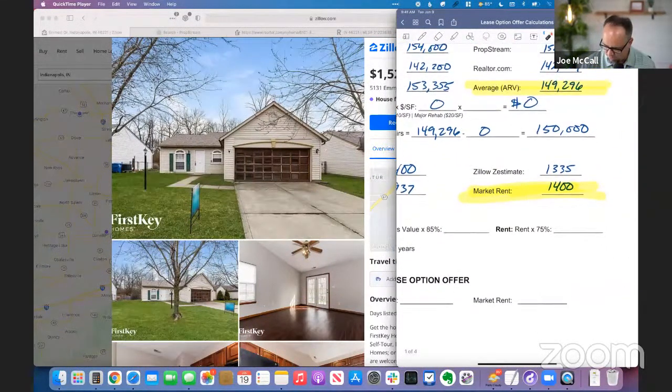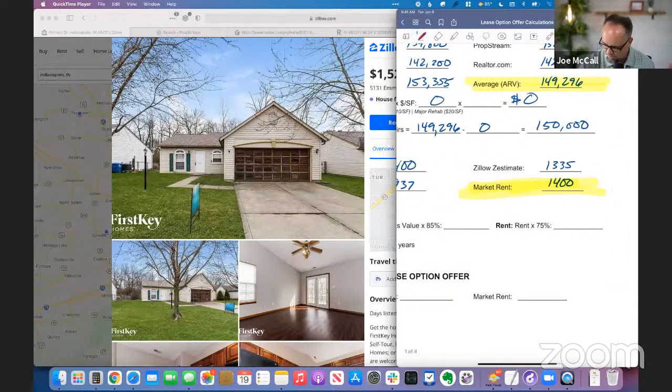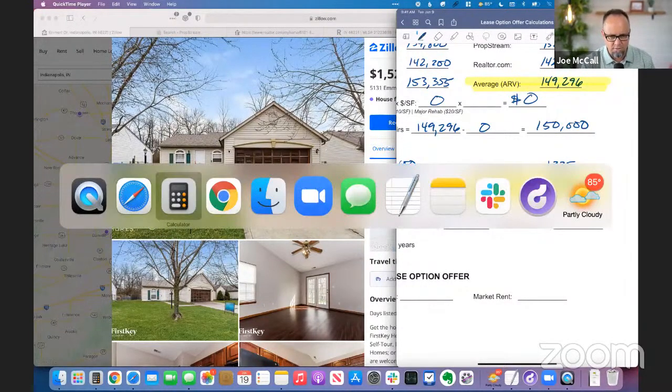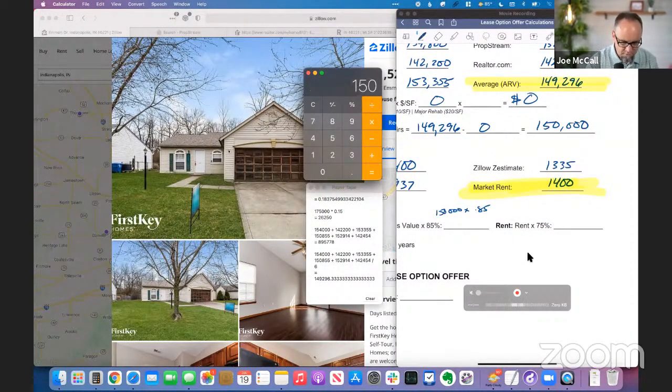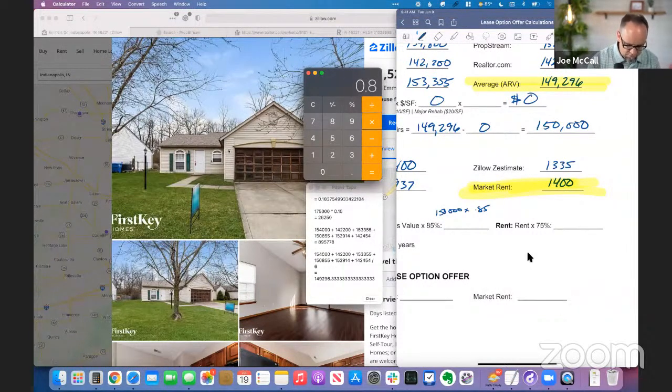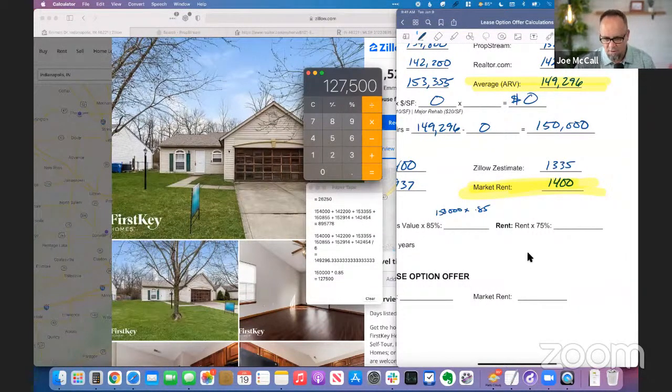For us, that's going to be, let me do it here, 150 times 0.85. Get my calculator. 150 times 0.85. 127,500.